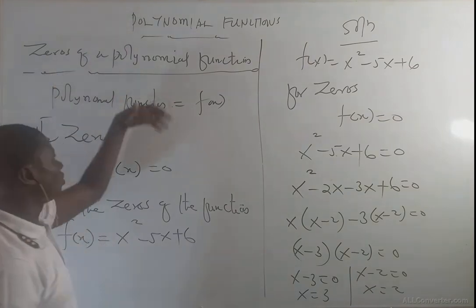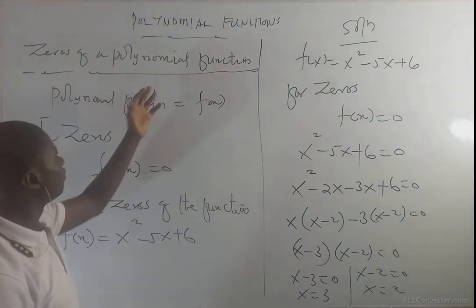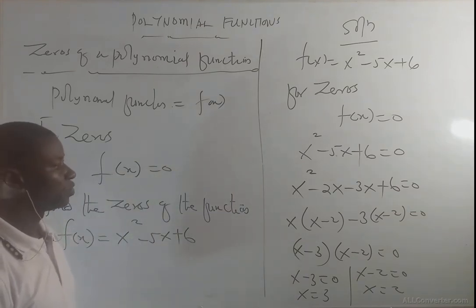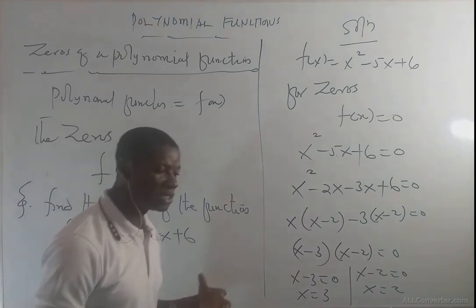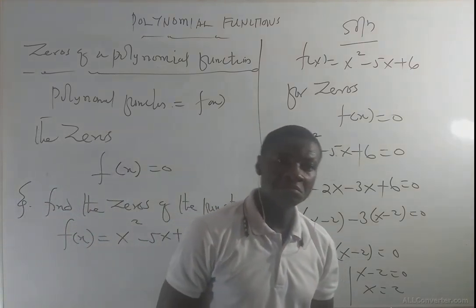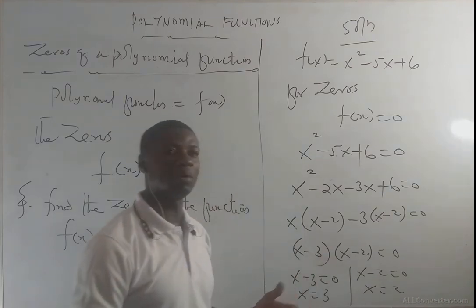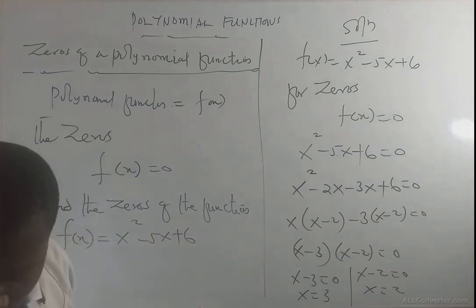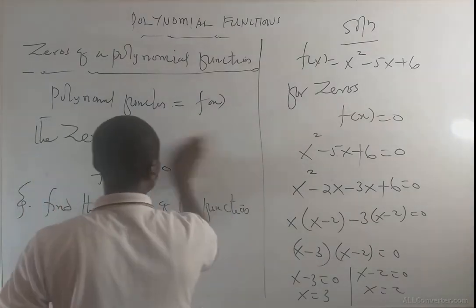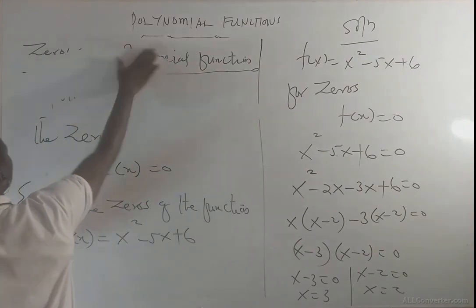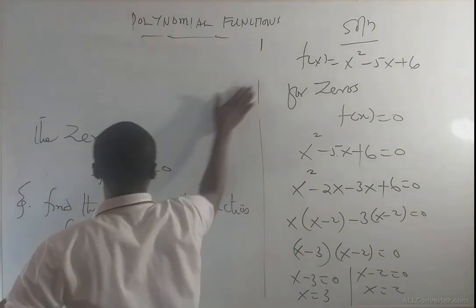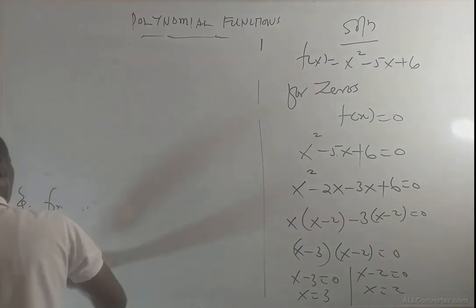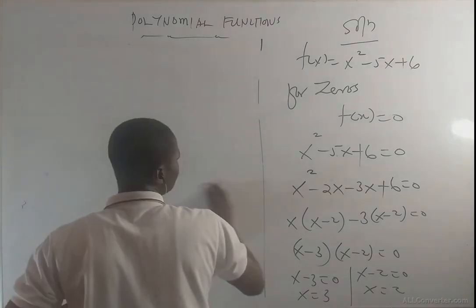So in all, that's what we call the zeros of a polynomial function. For the zeros of a polynomial function, you just equate the function to 0 and solve for x. That is all. So in general, that is what we know about the remainder theorem, and that's what we have about the factor theorem. And these are the zeros of a polynomial function: how to find the zeros of a polynomial function. So we are going to solve one or two questions, and that will be all on this particular episode.